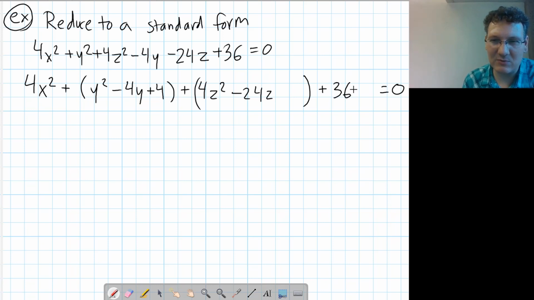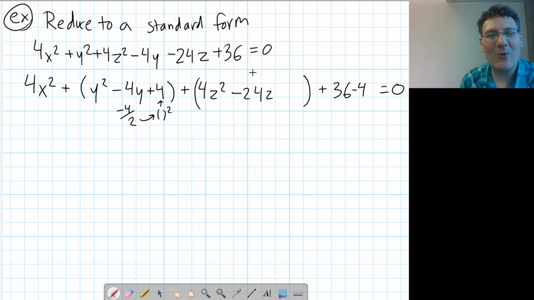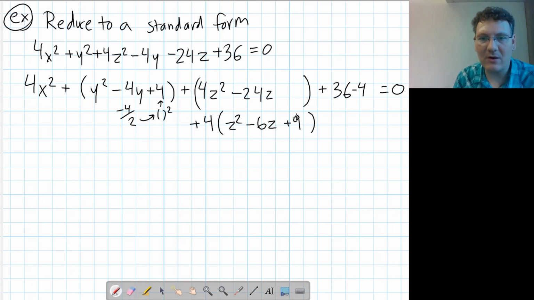Adding 4 is only okay as long as I subtract 4. So I'm going to subtract 4 outside there. So for y squared, I take minus 4 divided by 2, and then I square it. I actually want to be a little bit more careful with my z's. Before I complete this square, I want to factor the 4 out from both of these terms. So actually I'm going to write plus 4 times z squared minus 6z. Completing the square here, take half of that 6, that's a 3, that's going to be plus 9. So what I've done here, I've added 4 times 9, added 36, so I have to subtract 36 to compensate. Okay, so we have plus 36 minus 4.